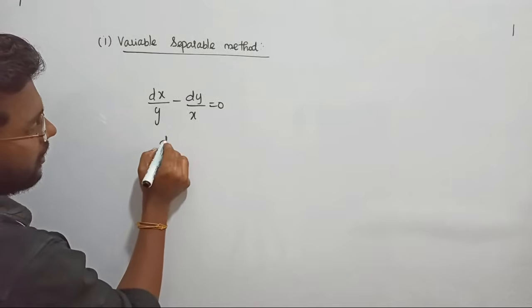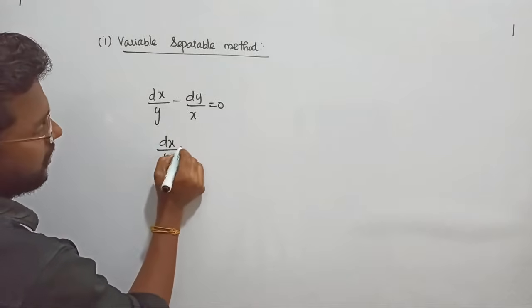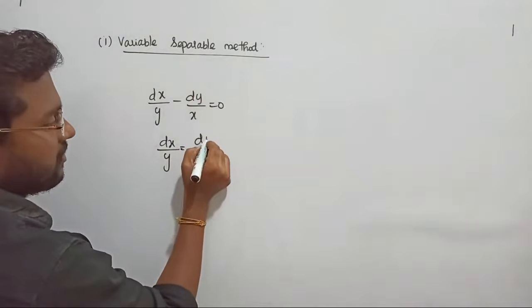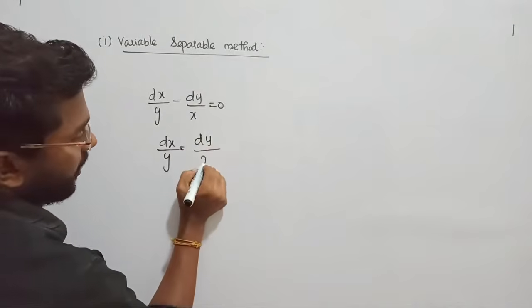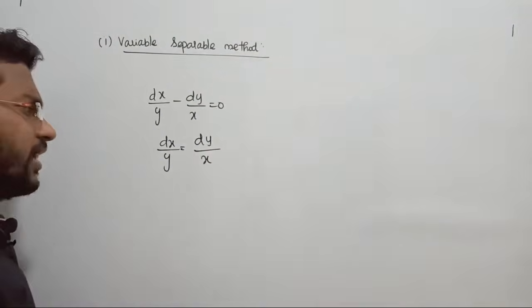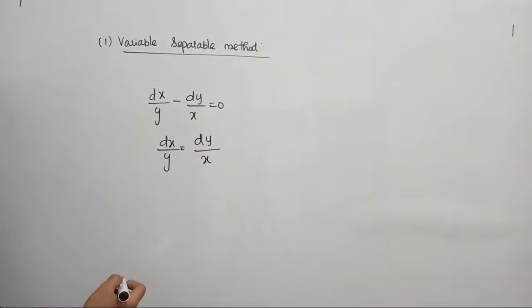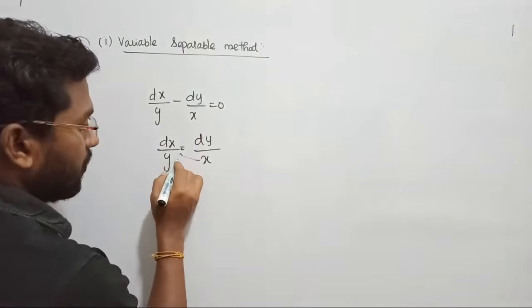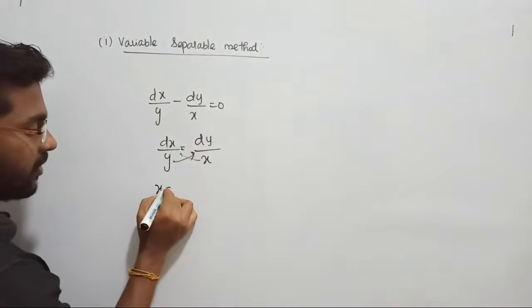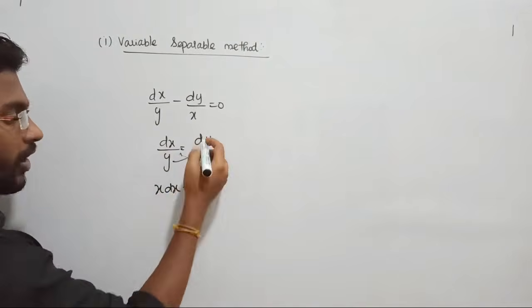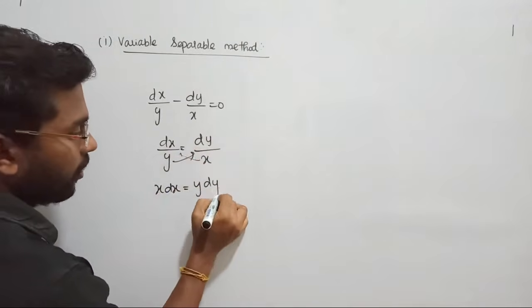So what I do is, let us keep dx by y as it is. This term I pass to the right side, such that I am getting dy by x. And then our target is to somehow break the x terms and y terms separately. Pass x to this side, pass y to this side. It becomes x into dx equal to y into dy.